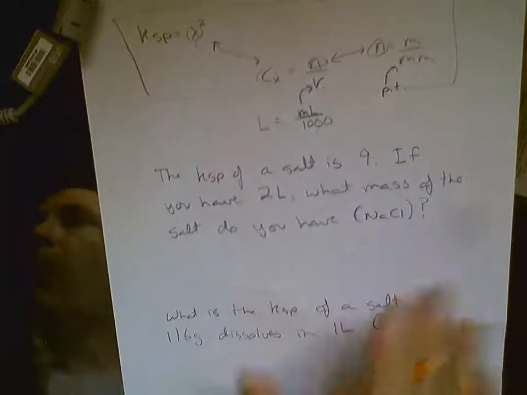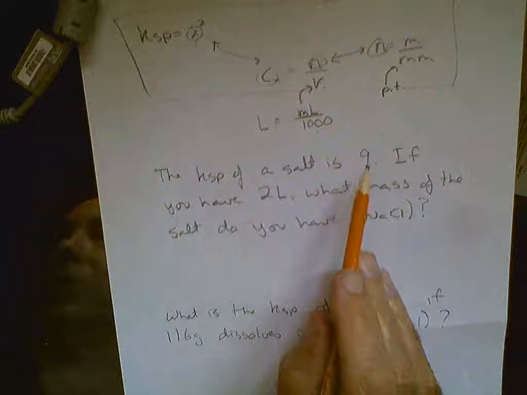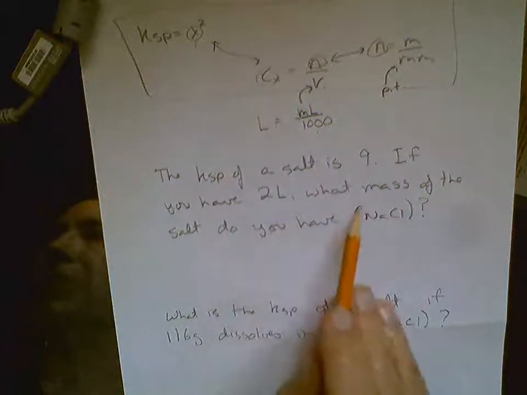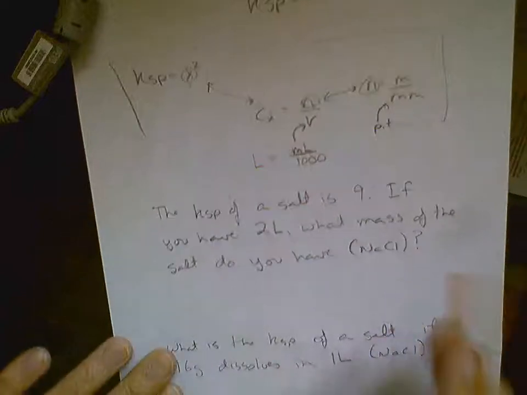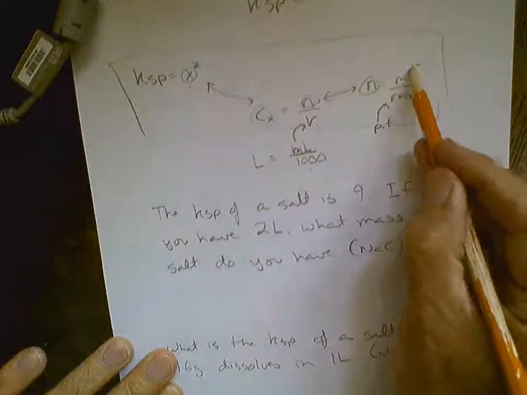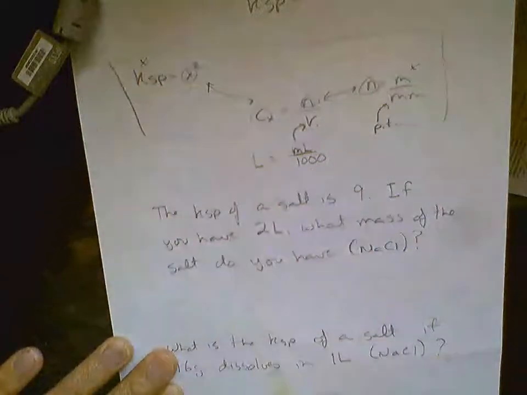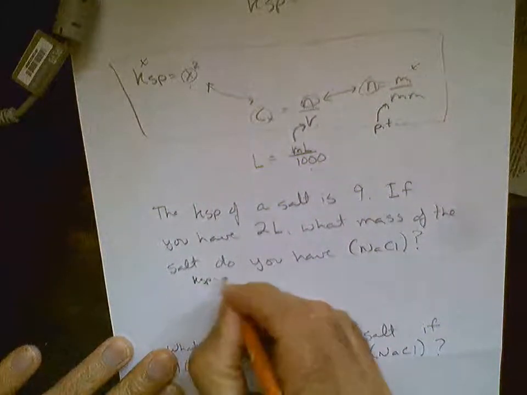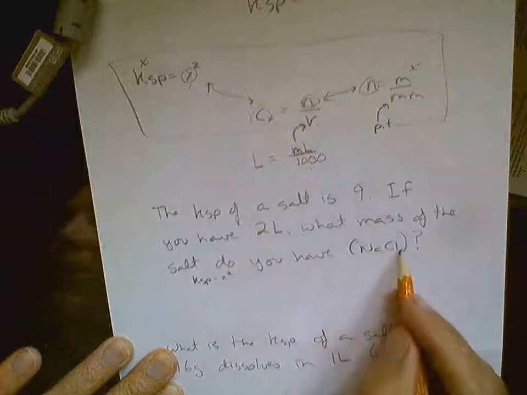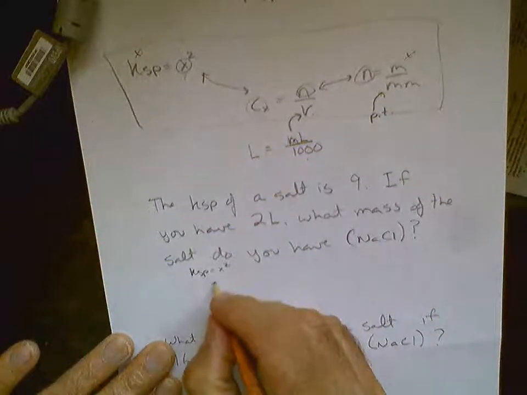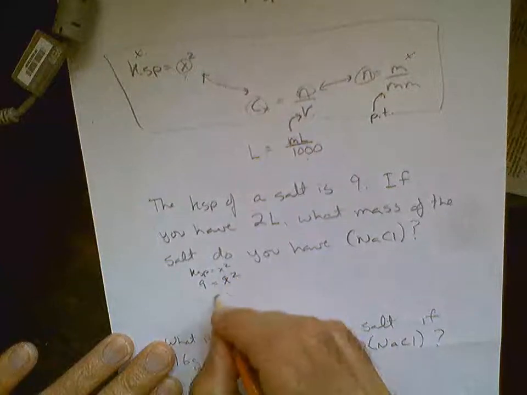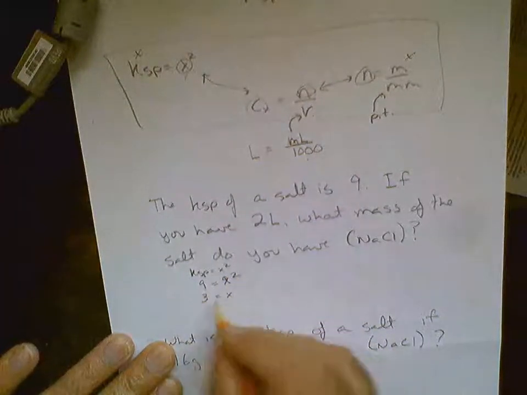Let's try two problems. The KSP of a salt is 9. If you have 2 liters, what mass of the salt do you have? So I look up here and I go, okay, I'm looking for mass. They give me KSP. KSP equals x squared because it's 1-to-1. That's equal to 9. If I take the square root of that, that's 3.